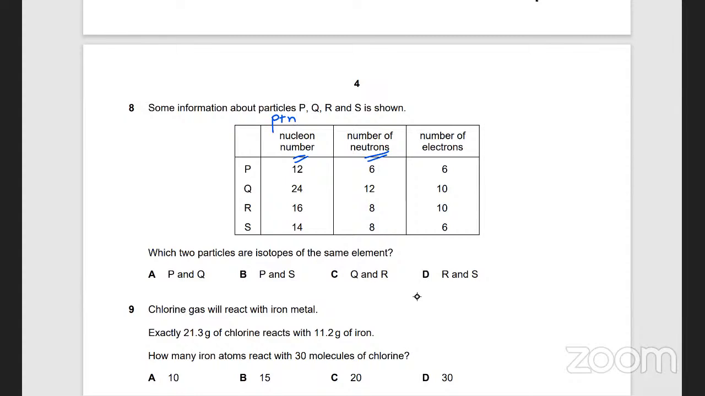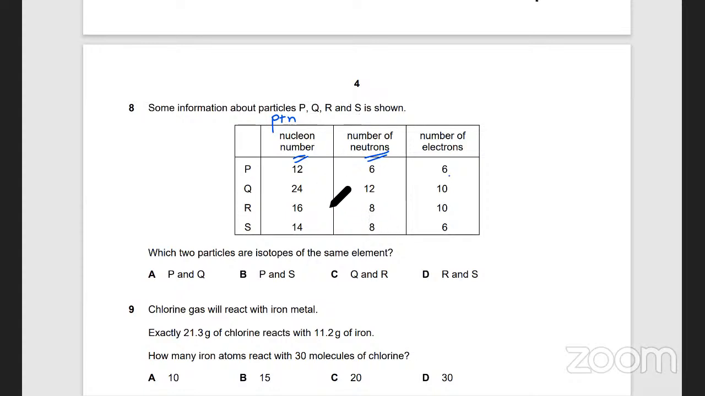Is it C? C is Q and R, right? Why can't it be any other? They did tell us about the protons as well. I said that because the number of neutrons and the number of electrons don't add up. Like 12 plus 10 is 22, and here it says the nuclear number is 24.